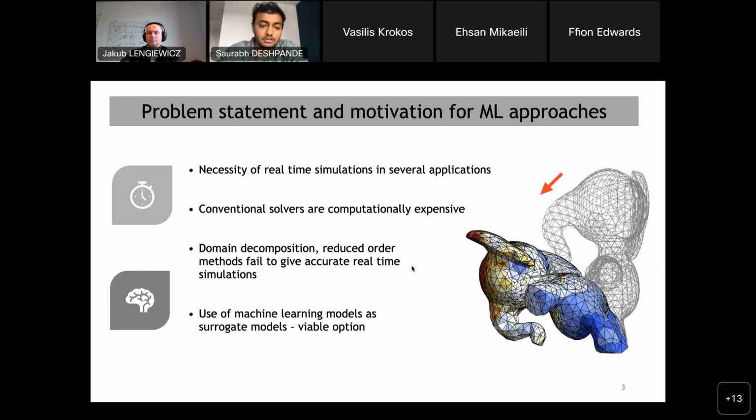And therefore, we would like to use machine learning models as surrogate models for this particular task. Just to be clear, what surrogate model means is just an alternate model which works really well for a particular defined task. So it might not generalize well in all the cases, but it works well for the particular task.